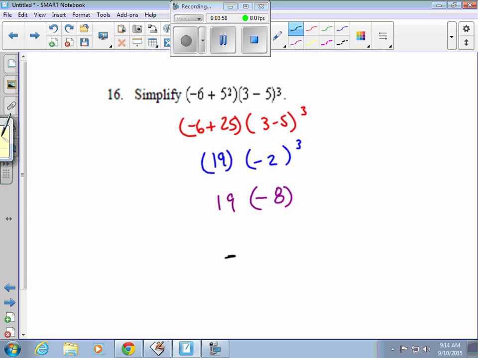9 times 8 is 72. We carry our 7. 8 times 1 is 8, plus 7 is 15. So we have a negative 152.